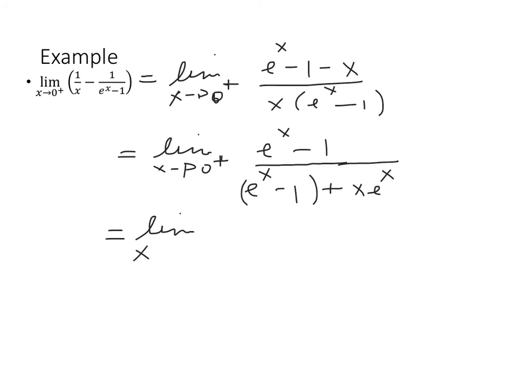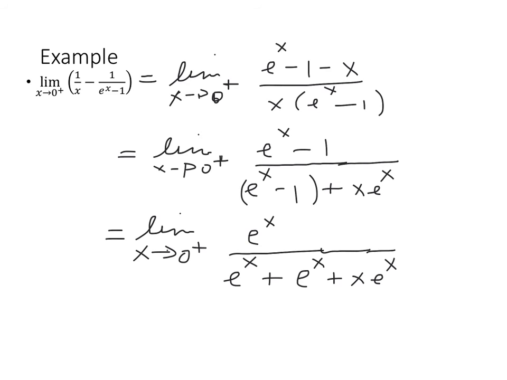So we take the limit as x goes to 0 from the right, and now the derivative of the top is e to the x, and the derivative of the bottom will be e to the x plus, and now I need to take the derivative of x times e to the x. Using the product rule, that is just going to be e to the x plus x e to the x.